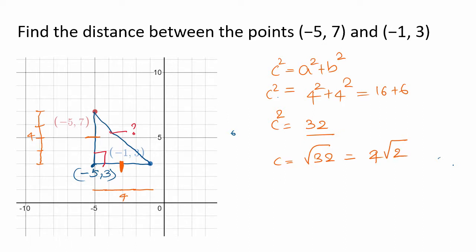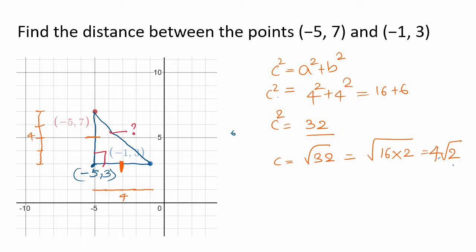Let me explain this part. How did root 32 become 4 root 2? It can be written as root 16 times root 2. Root 16 is 4, and root 2 has no easy integer value, so it is 4 root 2. So this is how we can solve it using Pythagoras theorem.